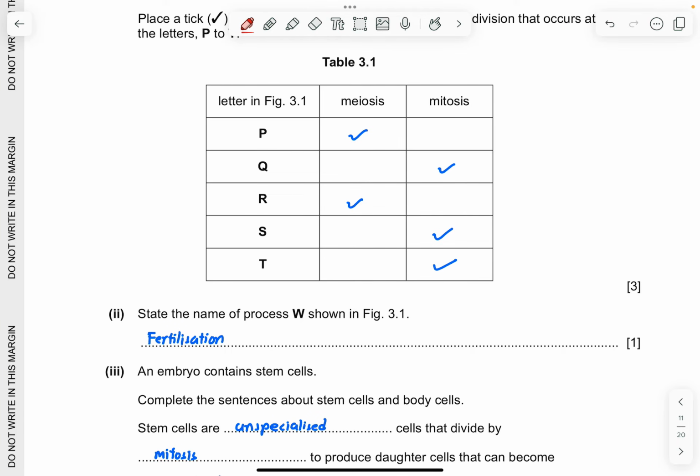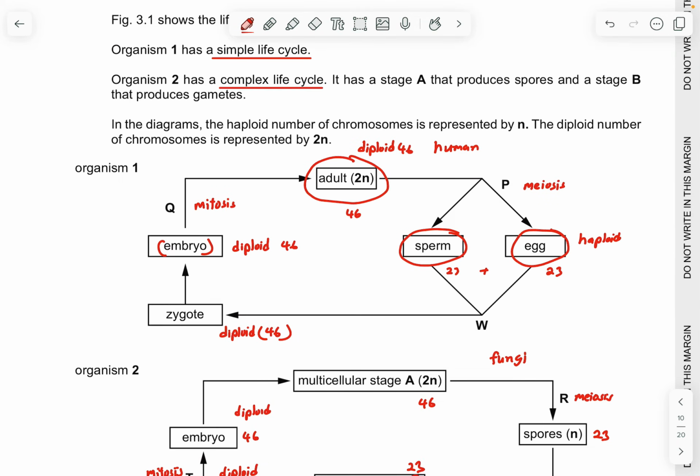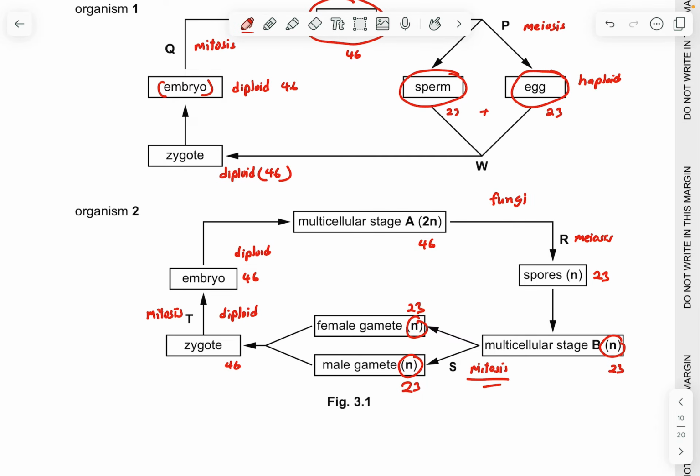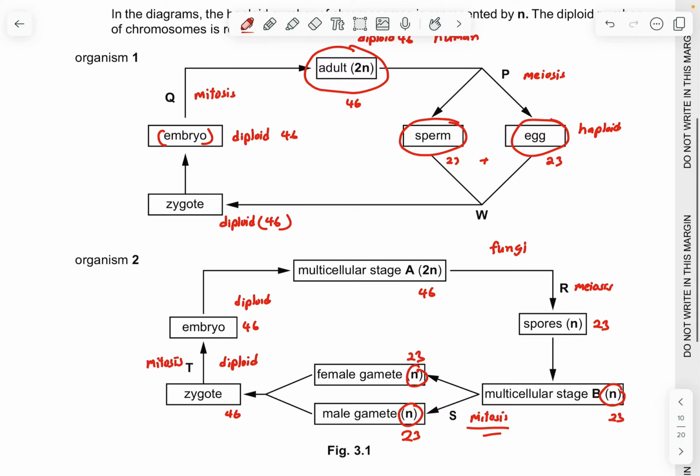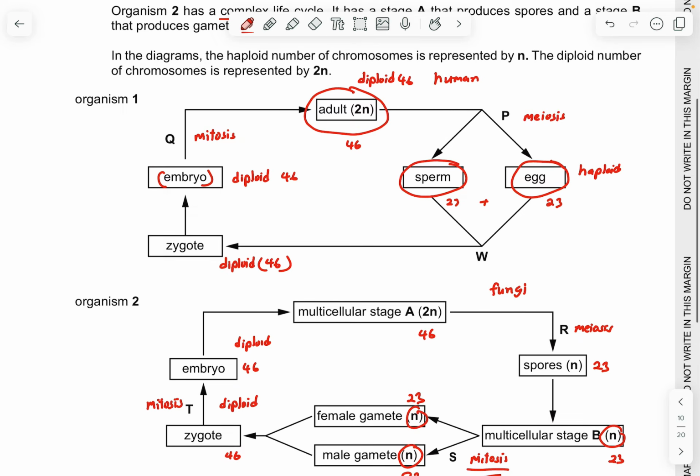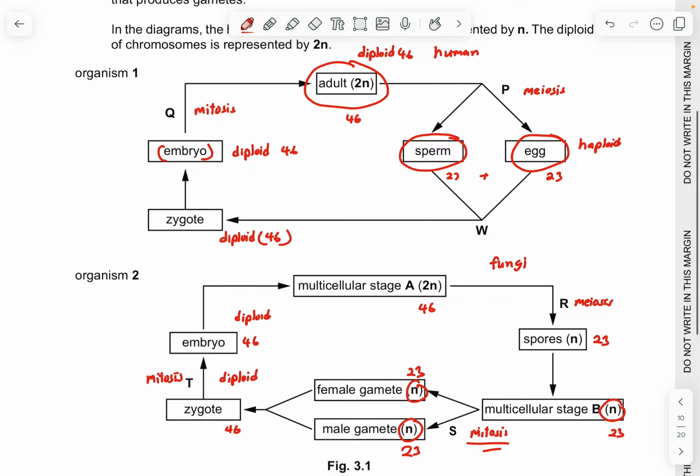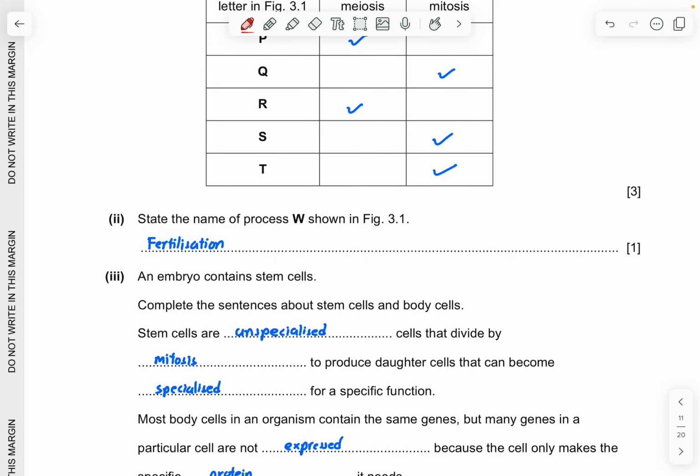So state the name of process W shown in figure 3.1. So W, it is located at here. So sperm and egg, when they fuse together, it is usually called as fertilization. Alright, so fertilization is the answer.